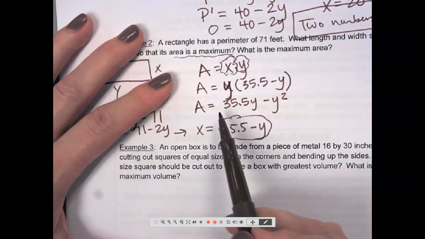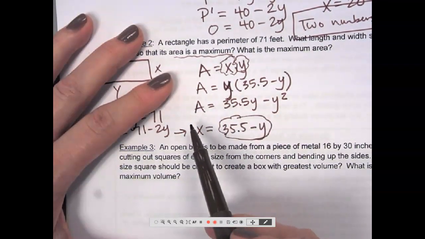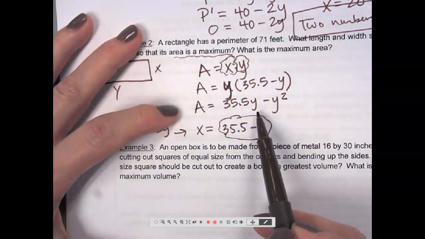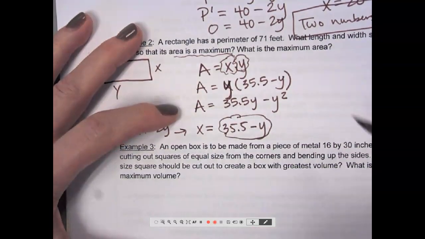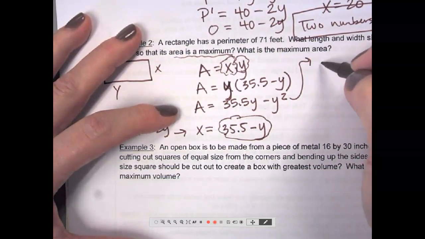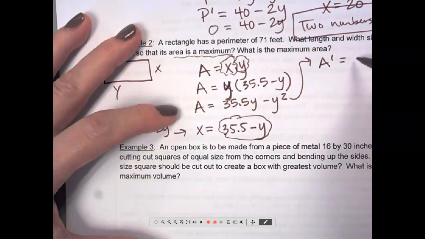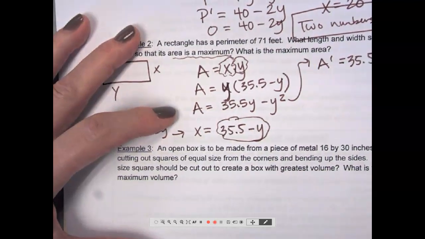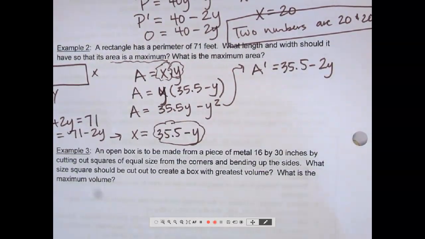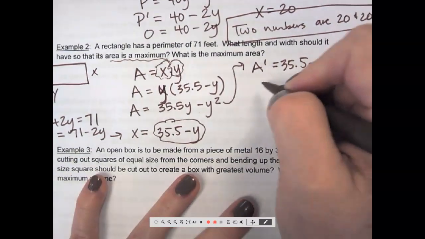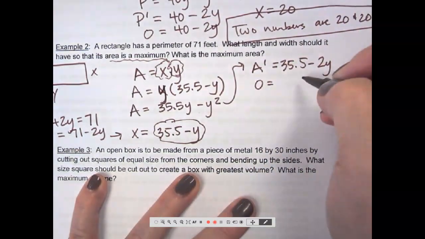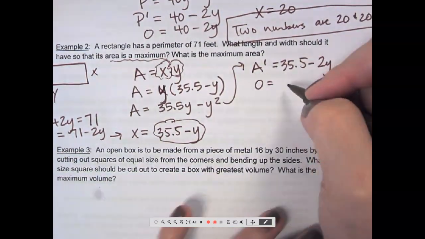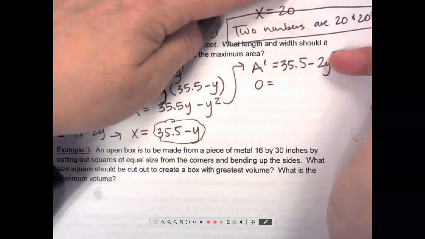Okay, so this is my area formula. That's what I want to maximize. I have it down to one variable. Now I will take the derivative. 35.5 minus 2y. Set it equal to 0. So that's where your maxes and mins will occur, or where it's undefined, but this is not ever undefined.